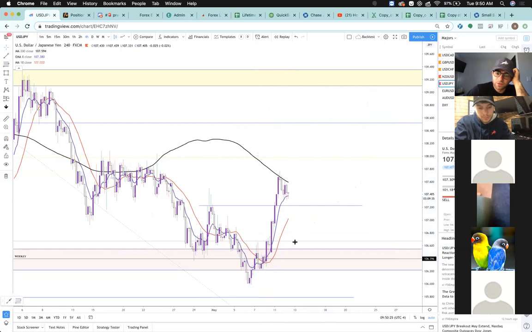So right now, obviously we're finding some resistance. If we can pull back, find support here, get some sort of variation like we always look for.